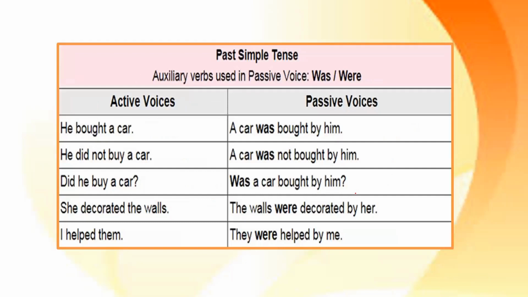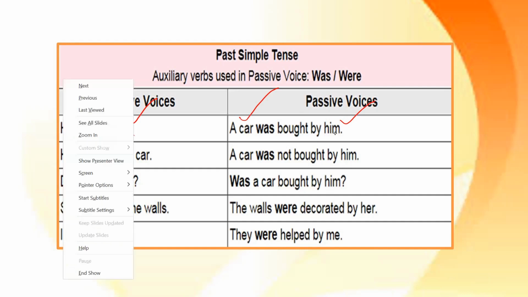Then past simple tense. See the active voice of simple past. He bought a car, right? The subject is he and the car, a car, is the object in active voice. Now see in passive voice, a car was bought by him. The subject has become the object in passive voice. The object of active voice is the subject in passive voice.